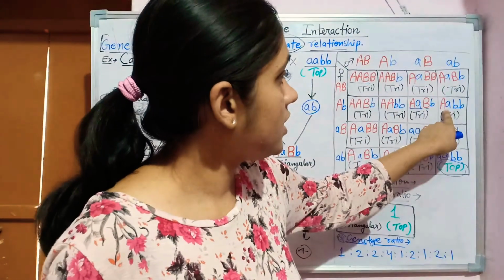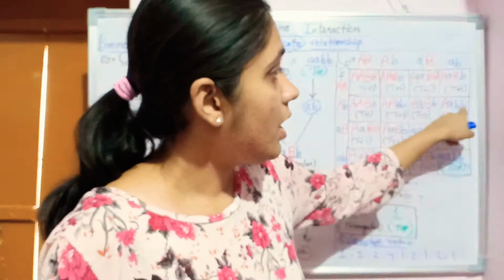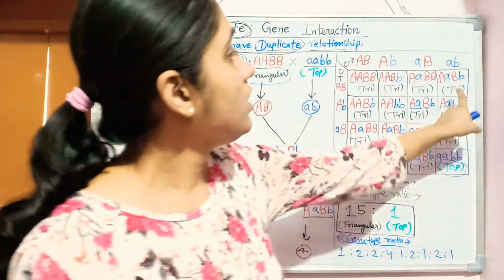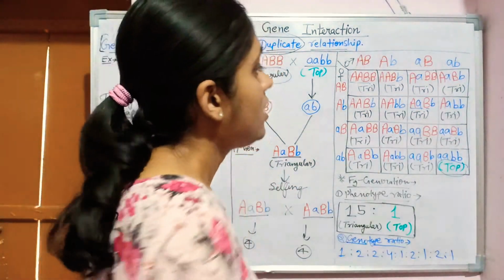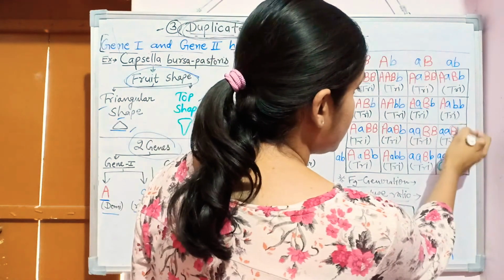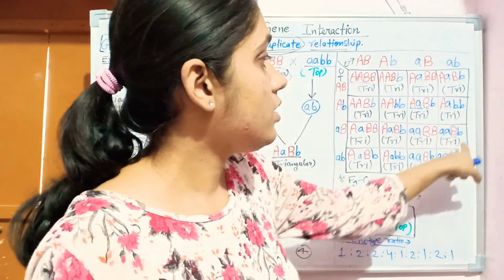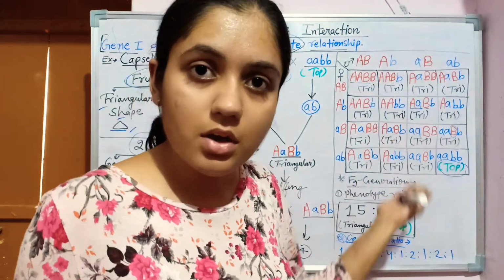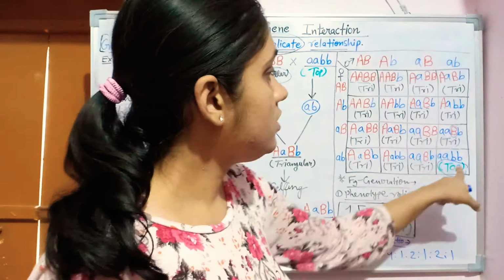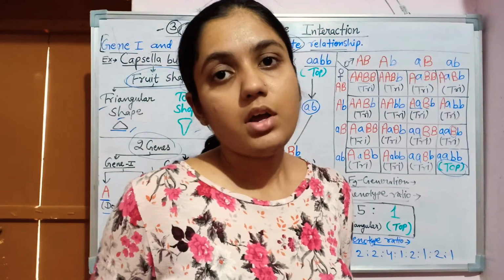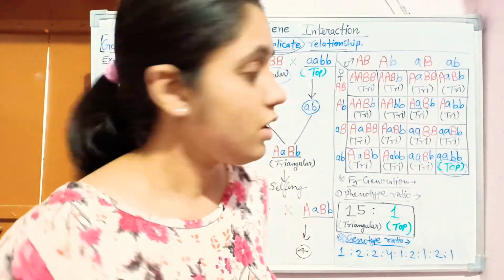But here you can see capital A is present, the first gene's dominant allele is present, but the other gene's dominant allele is absent, yet the phenotype is triangular because it has the duplicate effect. And here also capital B is present but capital A is absent, yet the fruit is also triangular because capital B has the duplicate effect. So both genes are duplicates of each other. Only when the dominant alleles are completely absent does the top shaped fruit occur. This is the only condition.